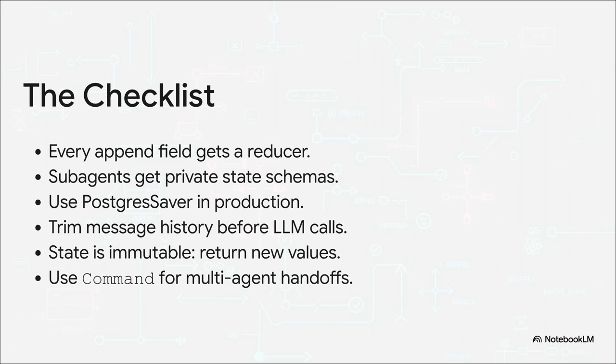Every field that gets appended to needs a reducer. Give your subagents their own private state. Use a durable saver like Postgres in production. Trim your history. Treat state as immutable. And use the command object for clean multi-agent handoffs. You know, state design is definitely the hardest part of building production-ready agents because it requires you to understand the runtime, not just the API, but now you understand both.